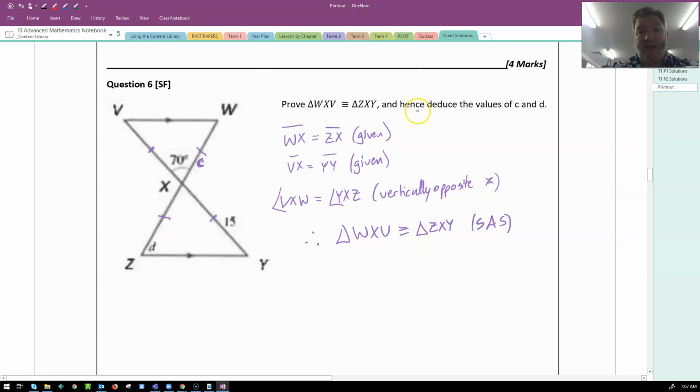Now, I haven't finished, hence deduce the values of C and D. Well, all of those diagonal side lengths are equal to each other, the short one, so C is going to equal 15.